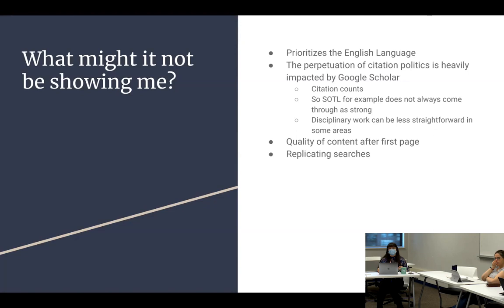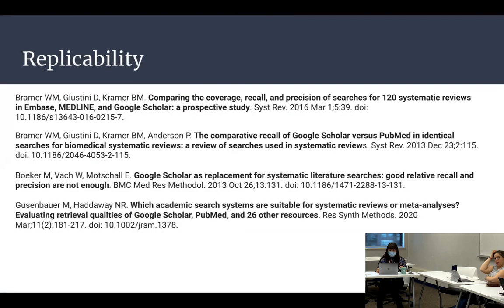I mentioned the quality of content after the first page. And then there's, as Matthew's already kind of talked about, and we'll talk about a little bit more, that aspect of replicating your searches. I don't know if this is the right time to ask this question.